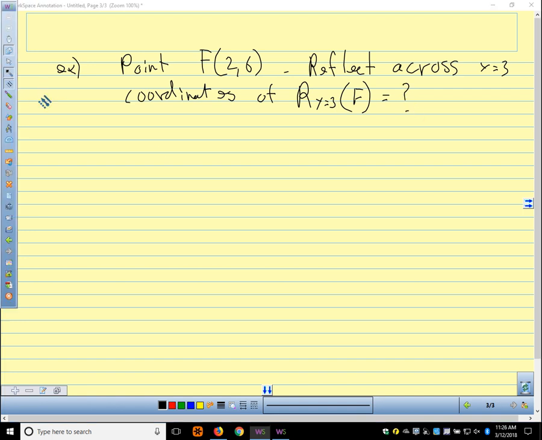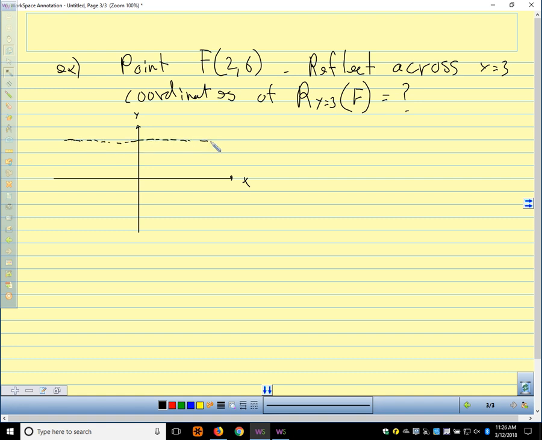Well, let me draw a little picture to help us out. There are my axes. What kind of line is a line y equals 3? How would I draw the line y equals 3? What did you say, Anya? A horizontal line, yes. Line y equals 3 is a horizontal line. So here is the line y equals 3. Y equals a constant is a horizontal line.